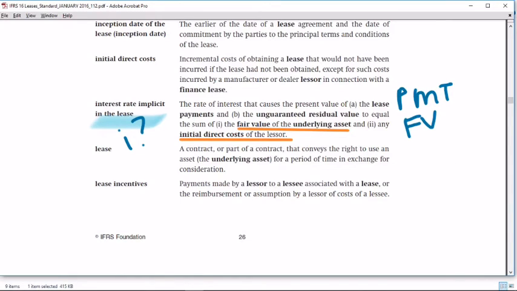The interest rate that would cause these payments and future values to discount back to the fair value of the underlying asset and the initial direct cost, which would then be your PV, would be the interest rate implicit in the lease. What's important to note is that this definition is from the perspective of the lessor. The reason I'm saying that is because you also have to consider the unguaranteed residual value as well as the initial direct costs of the lessor. Those are variables not influencing the lessee at all. So the interest rate implicit in the lease is determined from the perspective of the lessor.